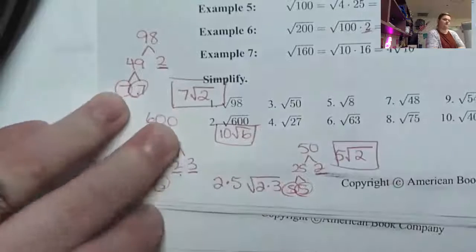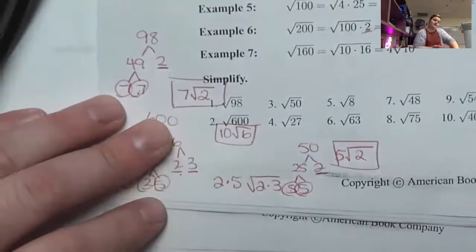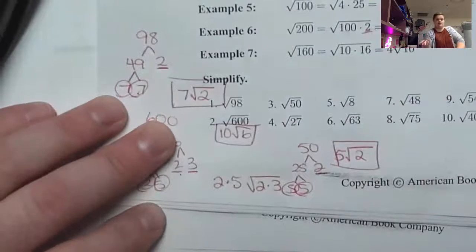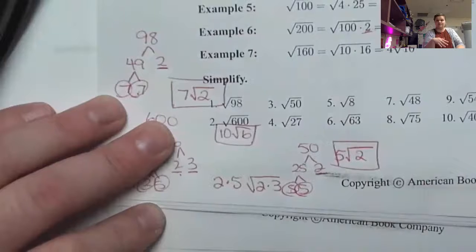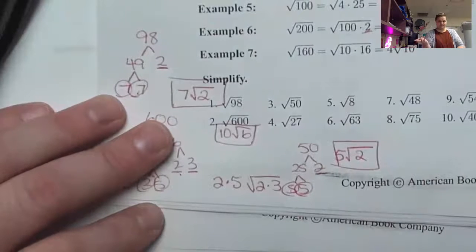Okay, sometimes you won't have any leftovers, which is fine because that just means that it was a perfect square. So you can just drop the root. You don't have to put square root of 0 in there. Okay, that's how you simplify the roots.